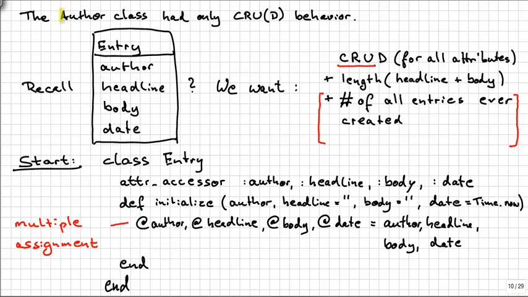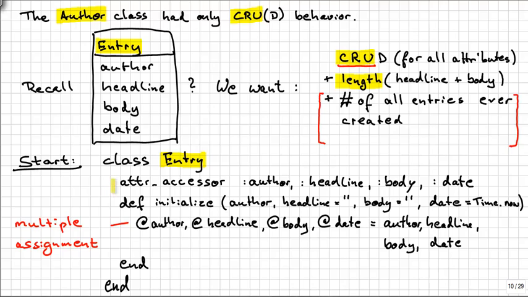When we introduced the author class, we showed how we can create instances, read attributes, and update attributes. Now we want to take this one step further for the entry class, where we also want these create, read, and update behaviors, but we want to define our own behavior as well by introducing a method that calculates the length of the headline and the body taken together. And to start this, we introduce a new class called entry.